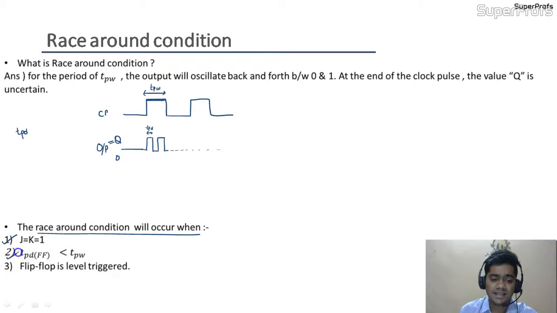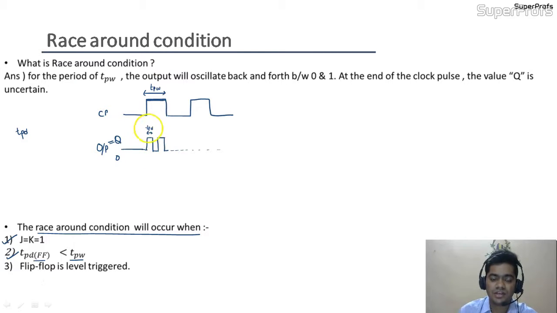The second condition for race around condition to happen is when the propagation delay of the flip-flop is less than the pulse width of the clock pulse. So this condition is proved here, as we can see that the propagation delay of the flip-flop is less than the pulse width of the clock pulse, in which the flip-flop is in active mode or in which the flip-flop is triggered.